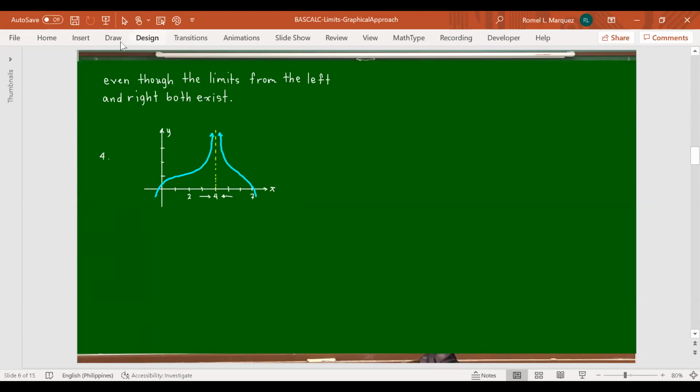Okay. What about this? So let's see how the function behaves as x gets closer and closer to 4, coming from the left, coming from the right. Let's start coming from the left. So as x gets closer to 4, coming from the left, what is happening to the function values of f of x, guys? As x approaches 4 coming from the left, what's happening to the function values?